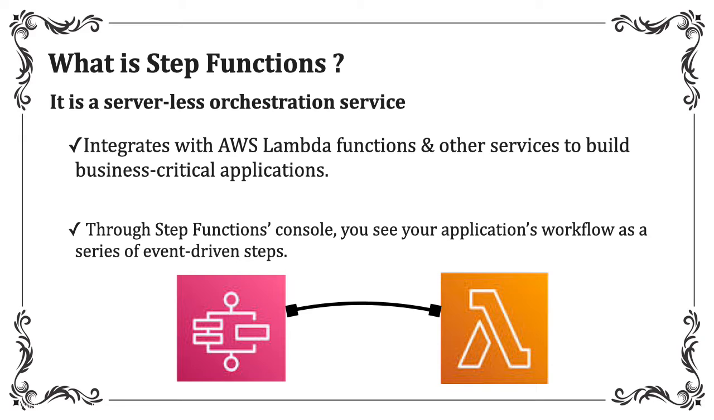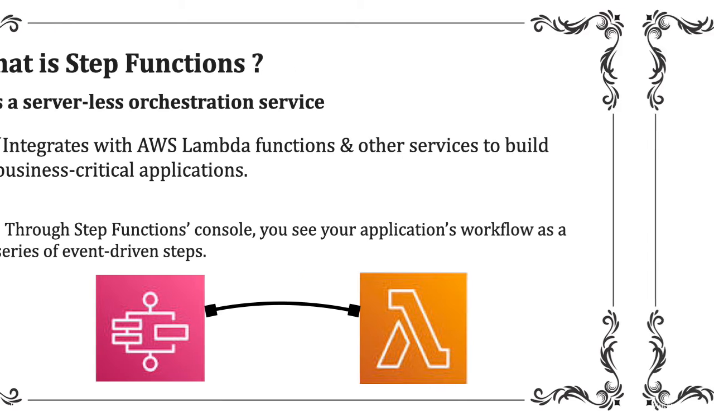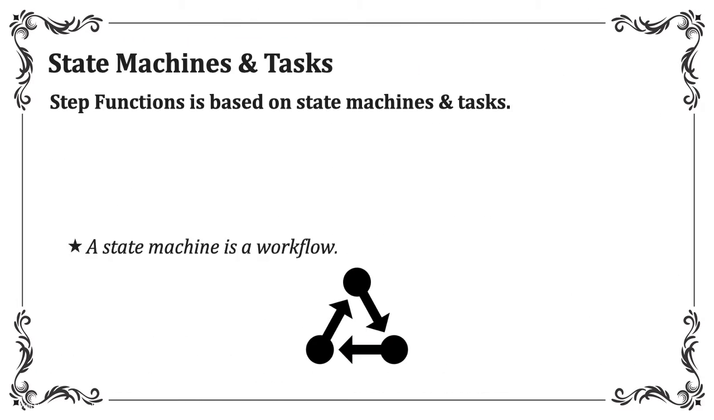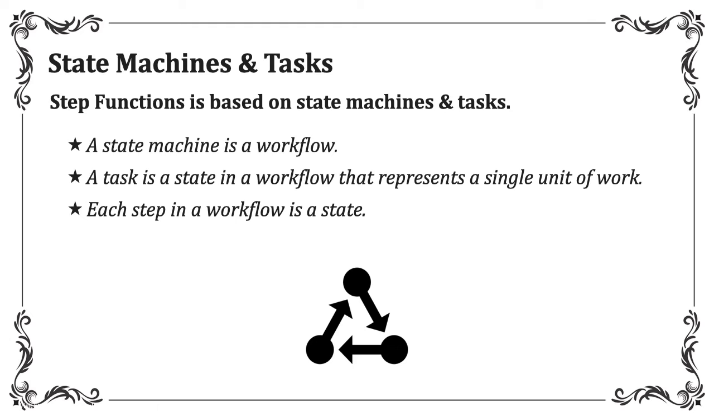AWS Step Functions is a serverless orchestration service that lets you integrate with AWS Lambda functions and other services in AWS to build business-critical applications. Through the Step Functions graphical console, you can see your application's workflow as a series of event-driven steps. Step Functions is based on state machines and tasks.